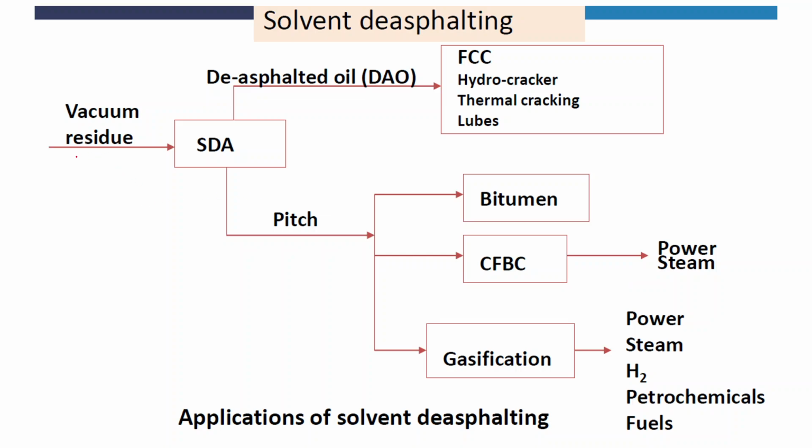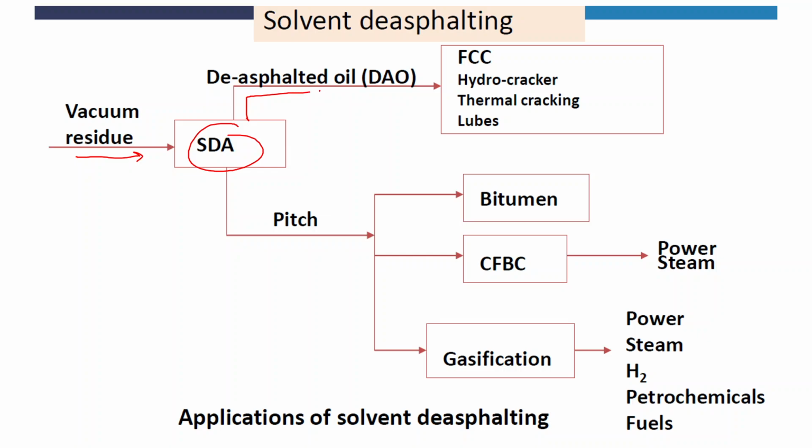So what we do is we take the vacuum residue given by the vacuum distillation unit and send it into the solvent deasphalting unit. Here we introduce a solvent and mixing is done. The lighter fractions, that is the de-asphalted oil, dissolve in this solvent, and the heavier fractions, the asphaltenes, settle down in the form of pitch. So two phases will be formed here.